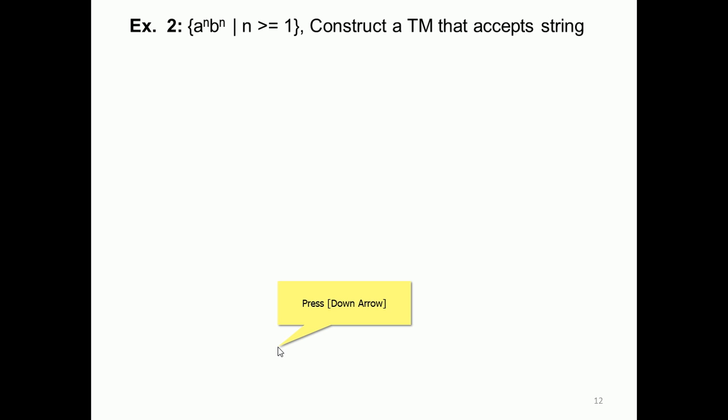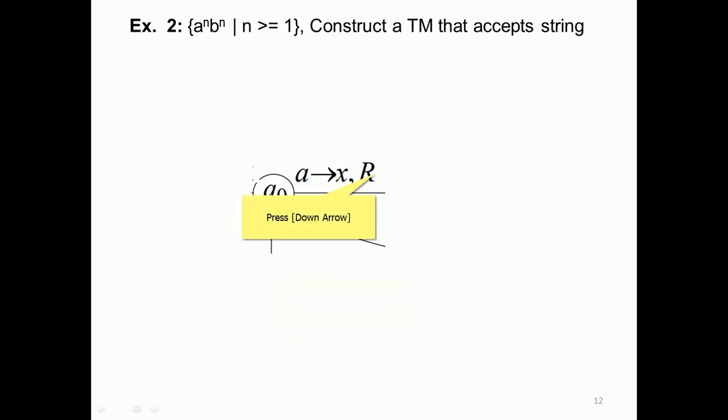So a power n and b power n, here we are going to discuss how to construct a Turing machine to accept the string. So initially, this is a state diagram approach. Earlier it was a transition table approach. So state diagram or transition table, transition diagram or transition graph. There are more names for it.